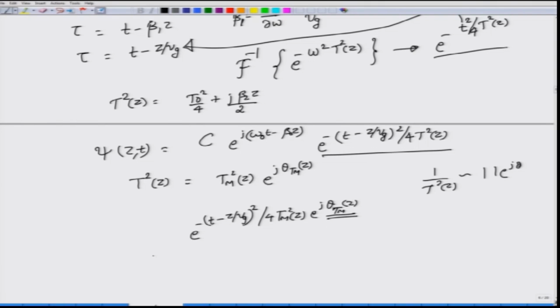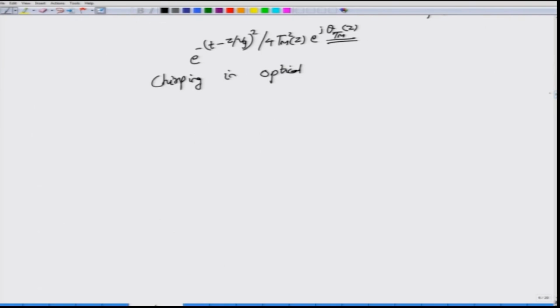This gives rise to what is called chirping in optical fibers. Chirping is a phenomenon in which the instantaneous frequency keeps on changing, and that chirping is coming because of this theta Tm of z.